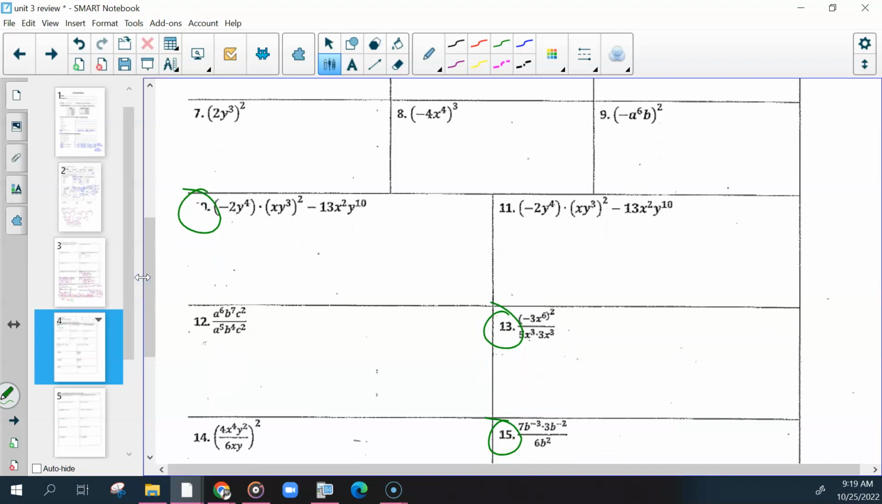For 10, think about your order of operations. Here we are multiplying. We're raising exponents to another exponent. At the end, we're subtracting. Don't do anything with the subtracting part until the end. Change this part. So the first part will stay the same. The second part would become x squared y to the 6. Then we're multiplying like bases. So we have negative 2 x squared y to the 10th.